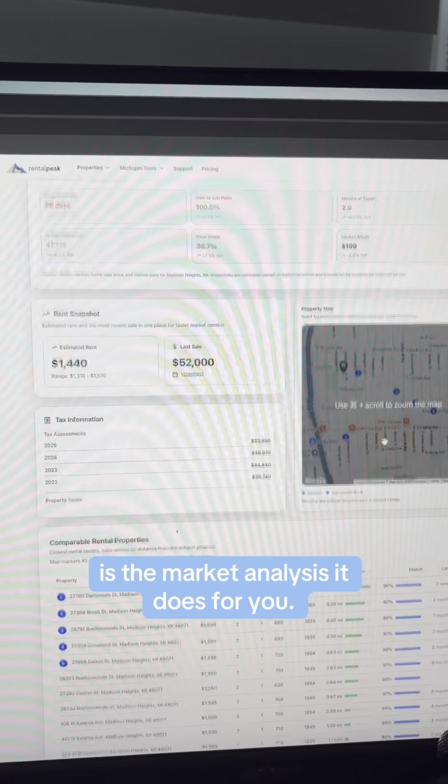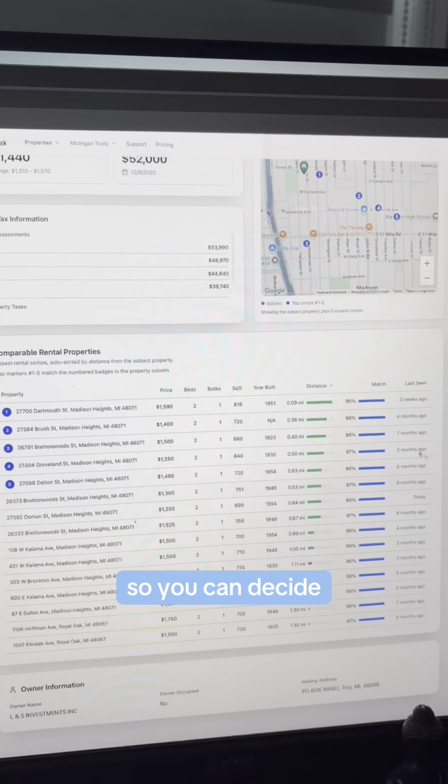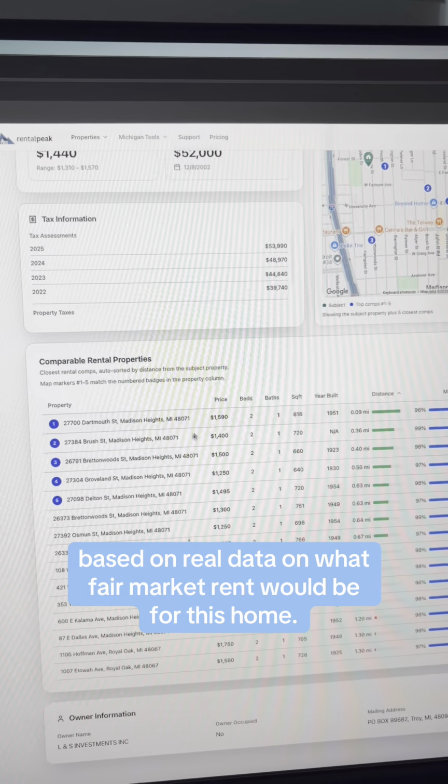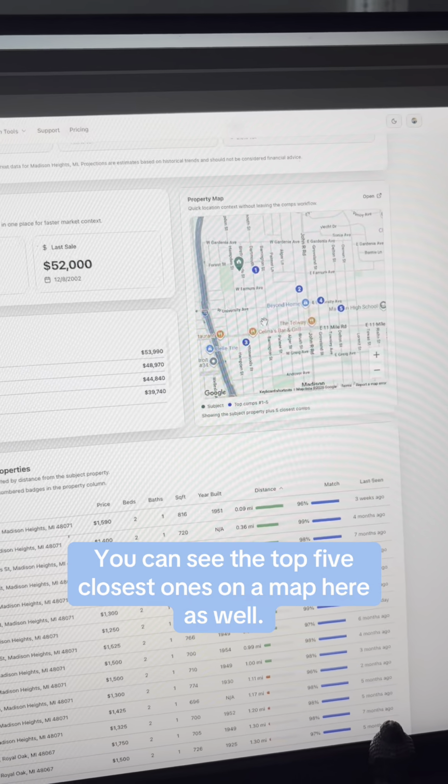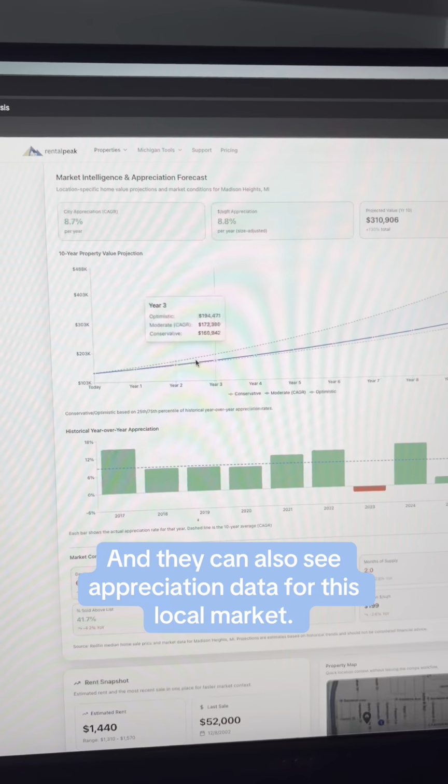One of the most useful things about RentalPeak is the market analysis it does for you. So you can see comparable rental properties, so you can decide based on real data what fair market rent would be for this home. You can see the top 5 closest ones on a map here as well. And then you can also see appreciation data for this local market.